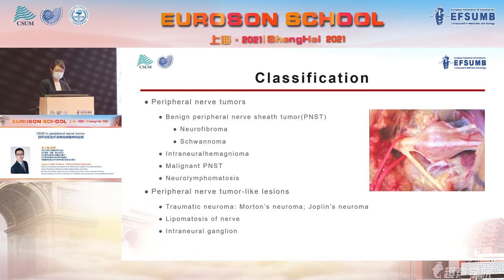One is peripheral nerve tumors, including benign and malignant peripheral nerve sheath tumors, intraneural ganglion, intraneural hemangiomas, and neurolymphomatosis. Another type of the PNST is the peripheral nerve tumor-like lesions, which includes traumatic neuromas, which we also call Morton's neuroma, and lipomatosis of the nerve, intraneural ganglion.